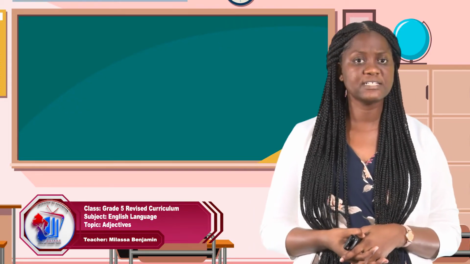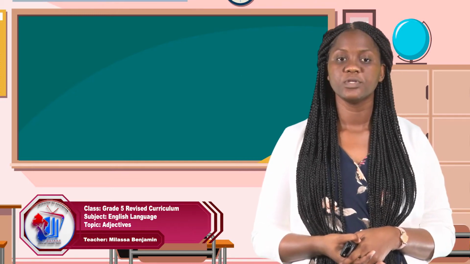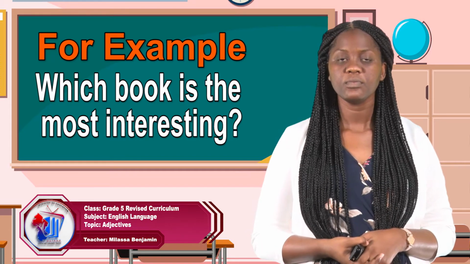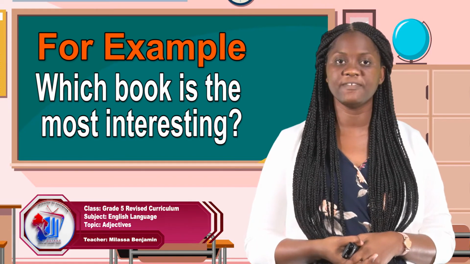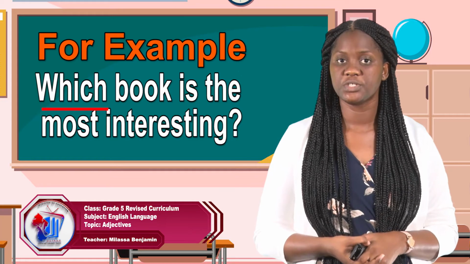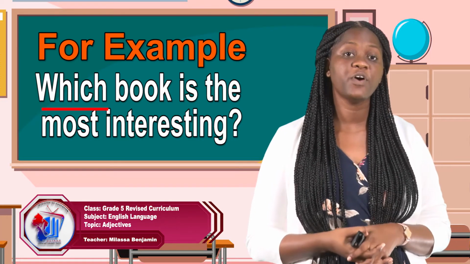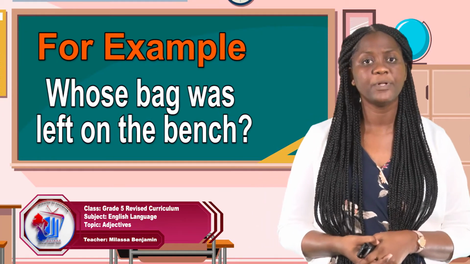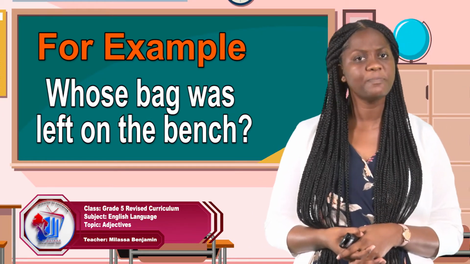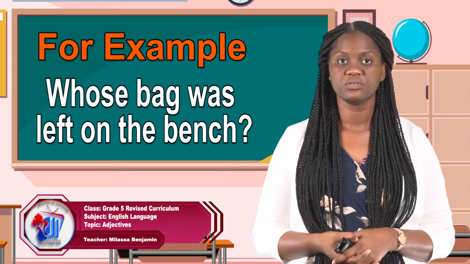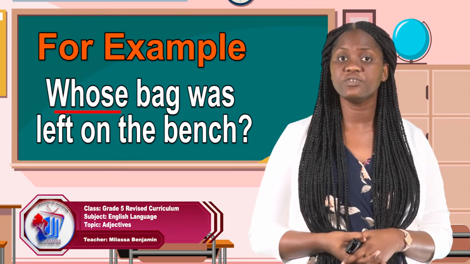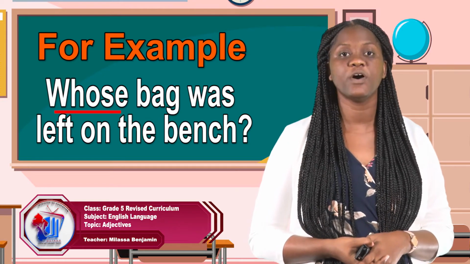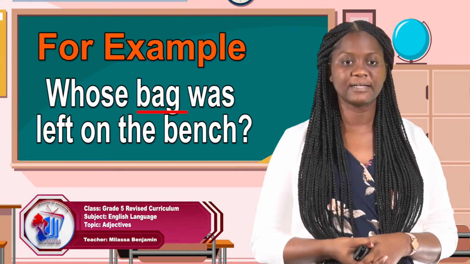Examples of these in sentences might include, which book is most interesting? Our interrogative adjective in this sentence is which, and as we can see, it is followed by the noun book. Another example might be, whose bag was left on the bench? Whose is the interrogative adjective, and as we can surely see, it is followed by a noun, bag.